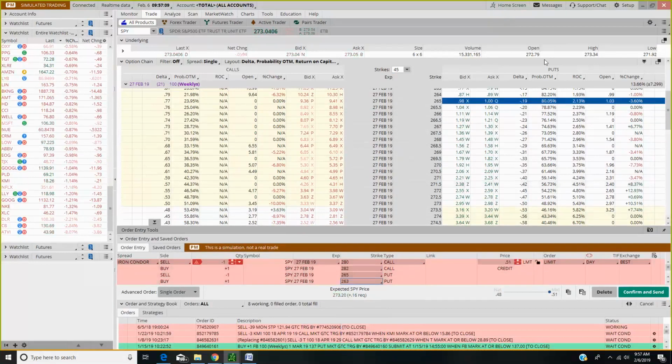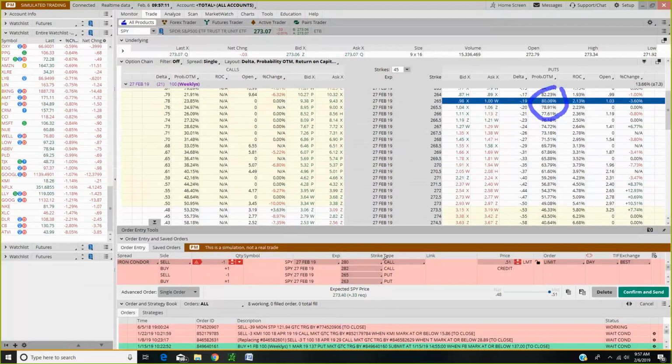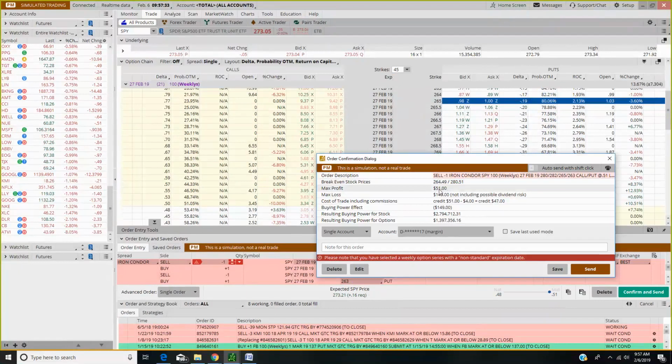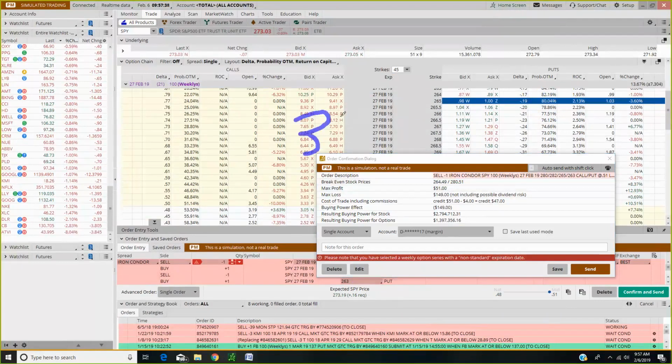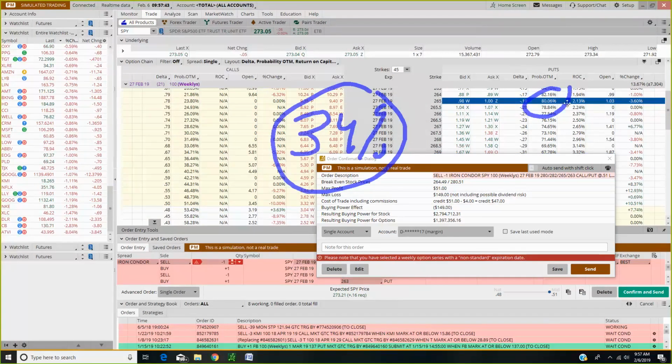So here is our leg. We have an 80% probability. We're going to sell the 265 put, and we're going to buy the 263 put. We're going to sell the 280 call, and we're going to buy the 282 call. 51 cents is our credit. So when I hit confirm, it's $51 profit divided by 149. That's a 34% return. So we got a 34% return with an 80% probability.